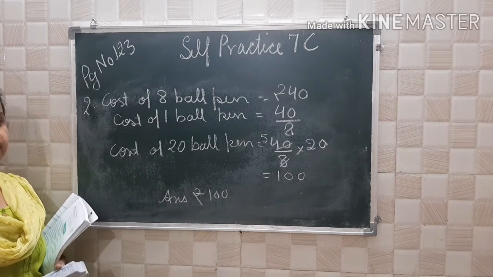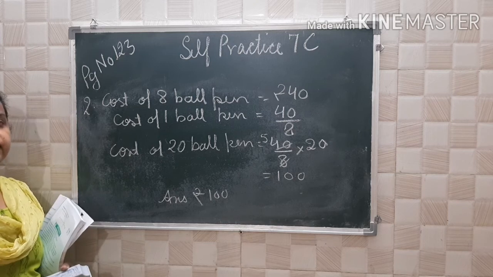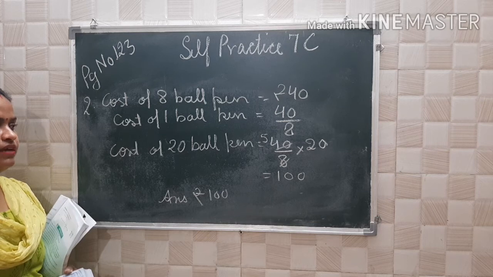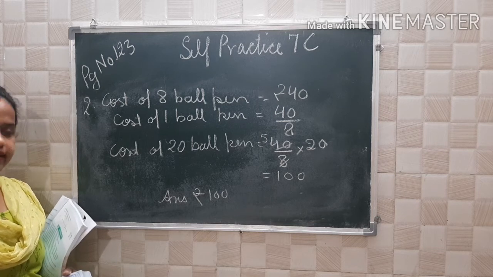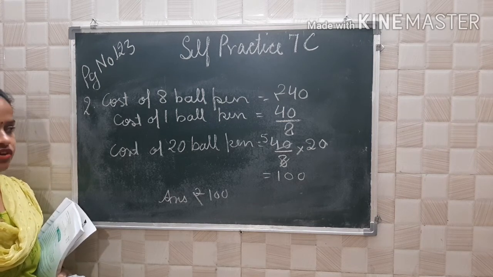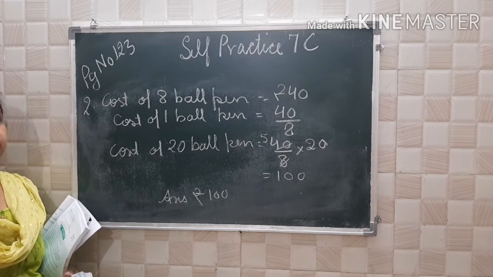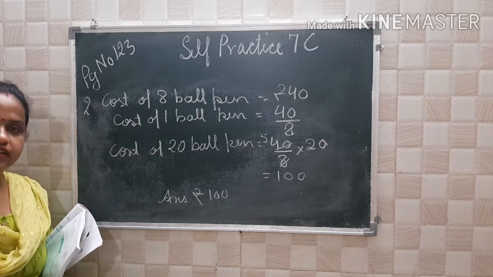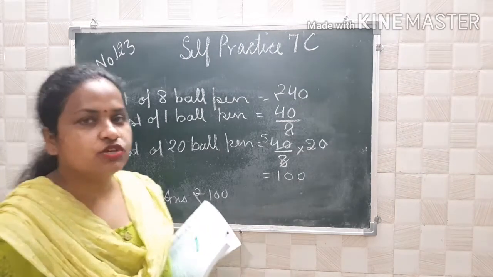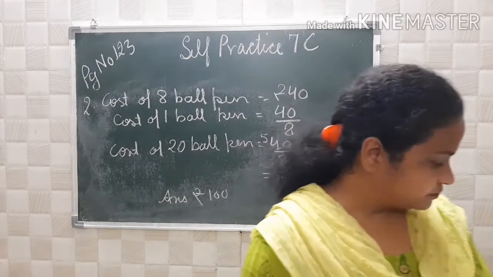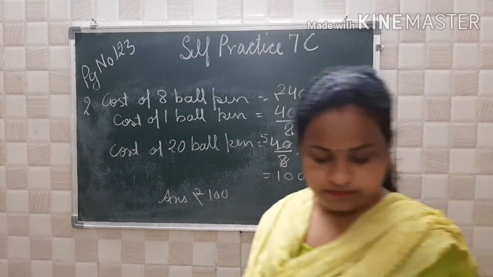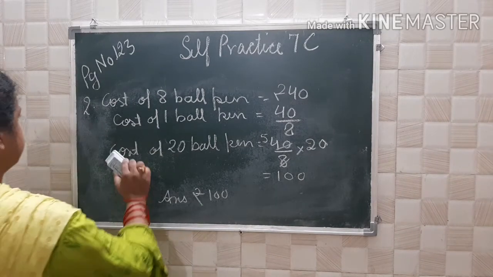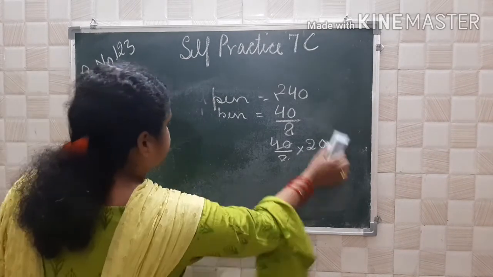So see once more. The cost of 8 ball pens is rupees 40. So for 1 ball pen you will divide 40 by 8. So what will be the cost of 20 ball pens? 40 by 8 into 20. You know that 8 5s are 40, so 5 20s are 100. So the cost of 20 ball pens is rupees 100. Clear to you all? This is the unitary method. Now, next one.